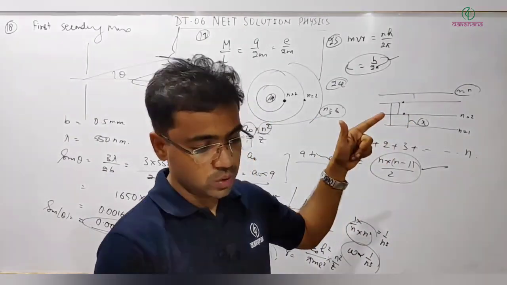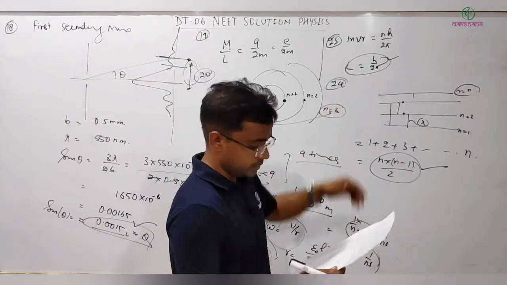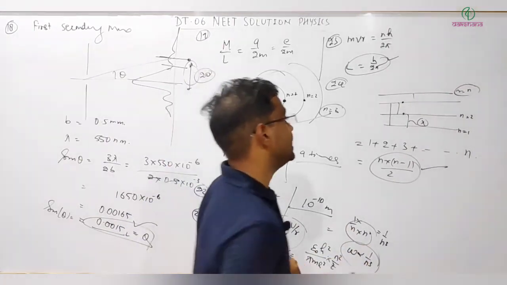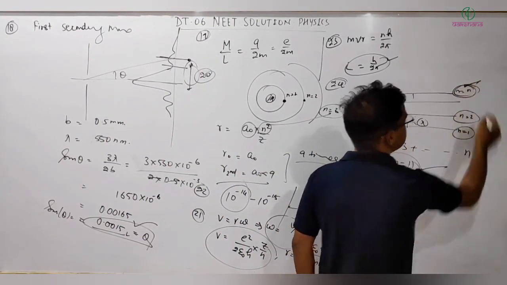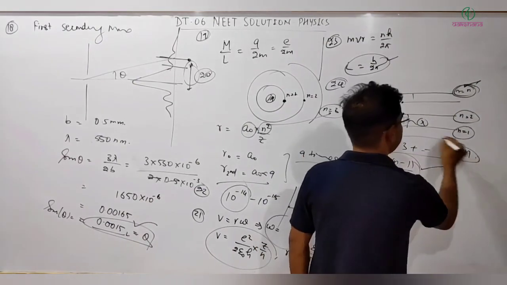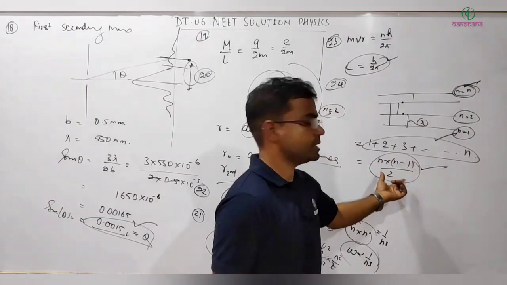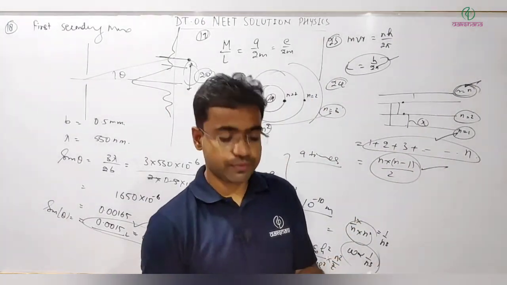So question number 24. Atomic hydrogen is excited to nth energy level. Here energy level is 1, 2, and up to nth energy level. In total, this many number of radiations can be emitted. Adding this to get in general terms, it's n into n minus 1 by 2. That option matches with first.